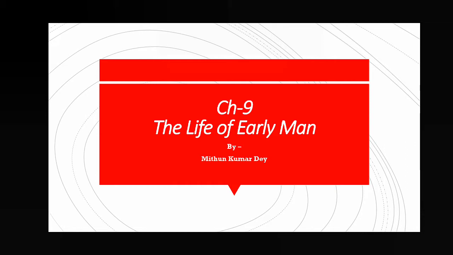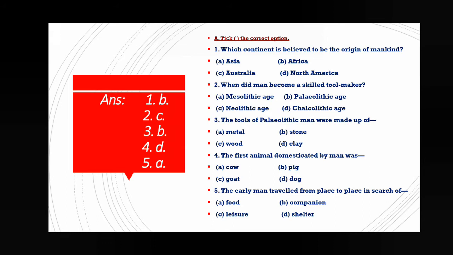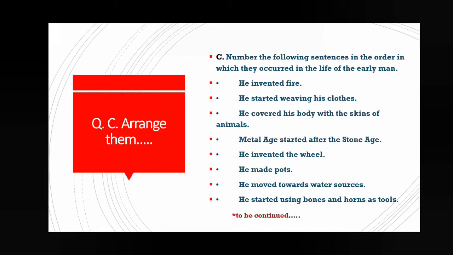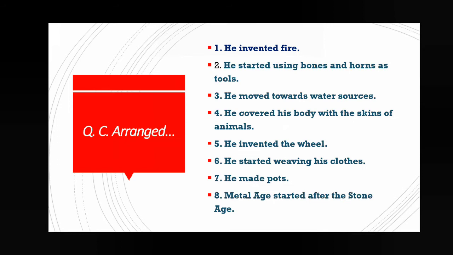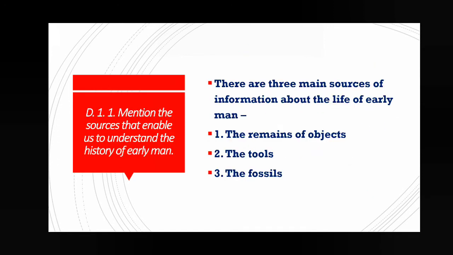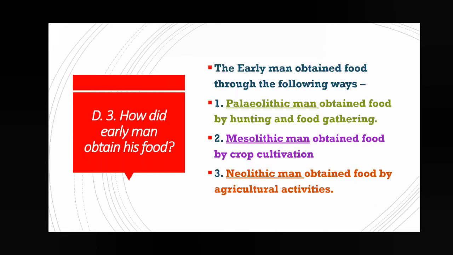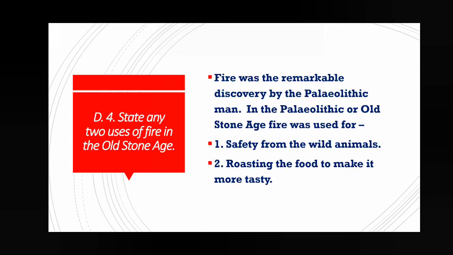So in the last class we discussed the question answers: A, tick the correct option, then B, fill in the blanks, then C, arrange the sentences according to the happenings and sequence, and then D1, mention the sources that enable us to understand the history of early man, then D2, list the 3 phases of Stone Age, and D3, how did early man obtain his food. So it was the last question in the previous class. So now in today's class we will start from D4.